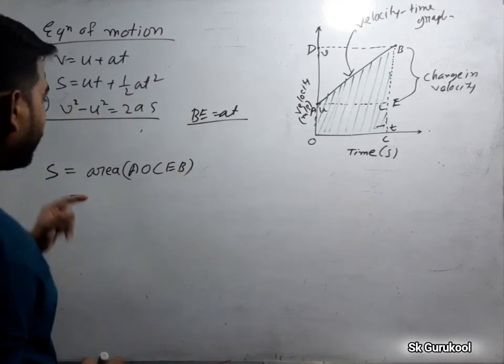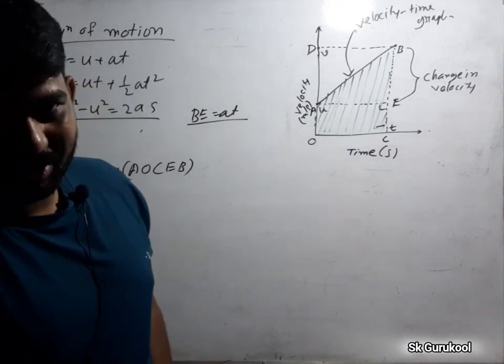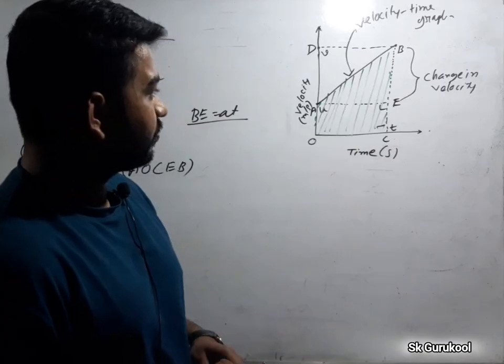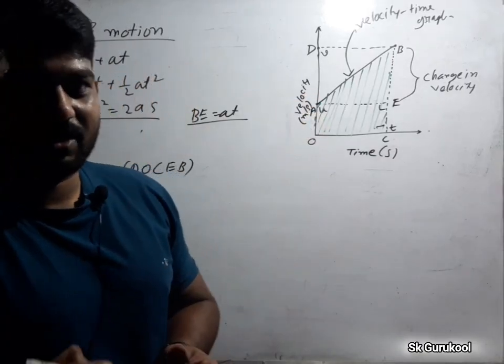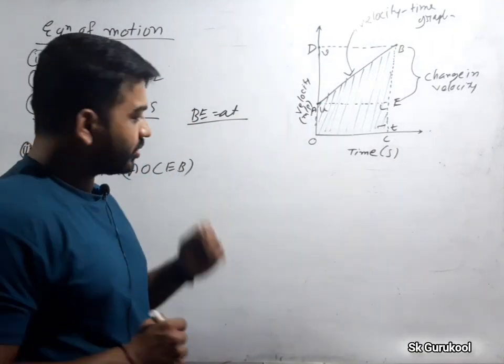Okay. I said earlier that AOCB may look like a complex structure, but it is a special structure. We know that it is a trapezium. Why is it a trapezium?